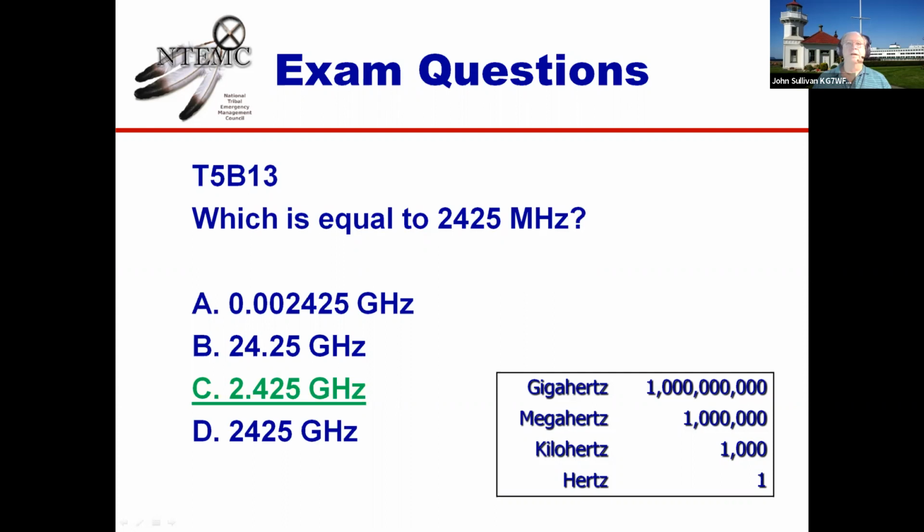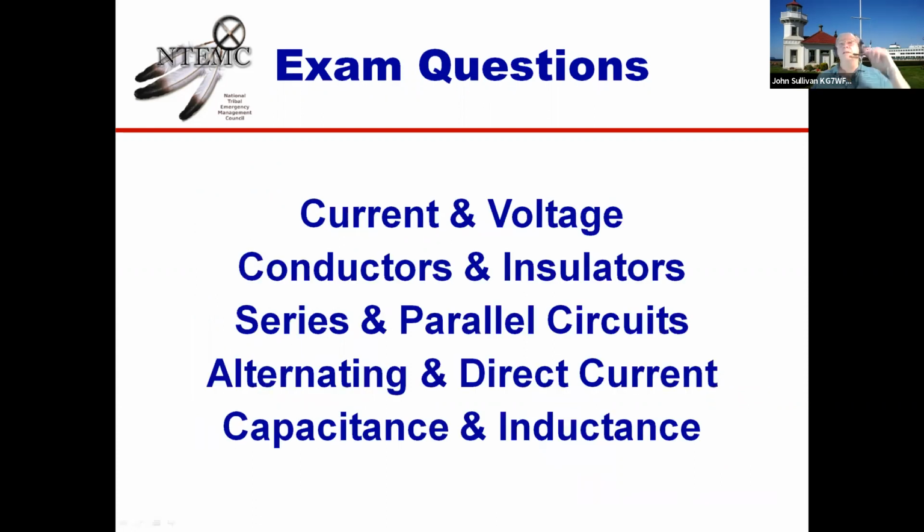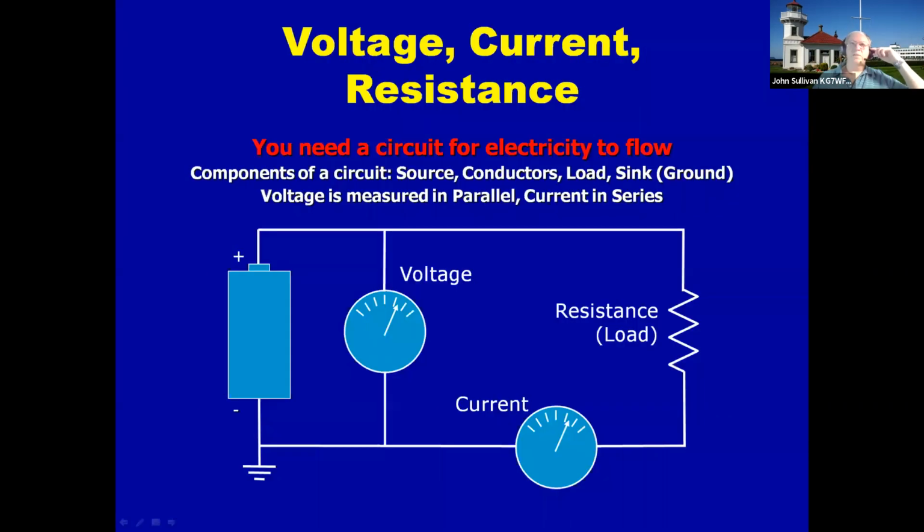All right, so now we're going to move to some other subtopics of current and voltage: conductors and insulators, series and parallel, and you can read the list there. A little explanation of what we're talking about, how voltage, current, and resistance are related.